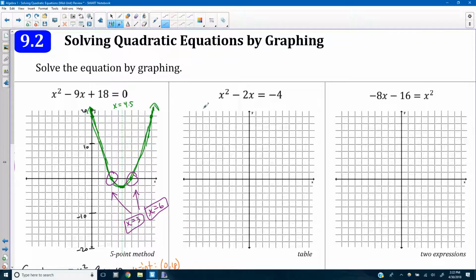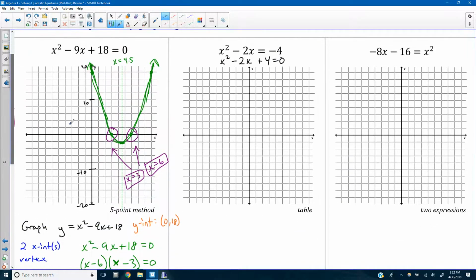This time I'm going to do it just with a table. And when it comes to a table, it's the same kind of thing. I want to set this in standard form. I want to add that 4 over: plus 4 equals 0. So essentially, I'm going to graph that equation right there. I'm going to graph y equals x squared minus 2x plus 4. I'm going to find out where it crosses the x-axis, if at all, or if more than once. Okay, and then if I get 5 points graphed, I'm going to state the solution based on where it crossed, if I do find a good spot.